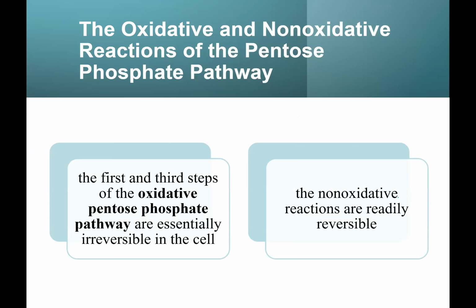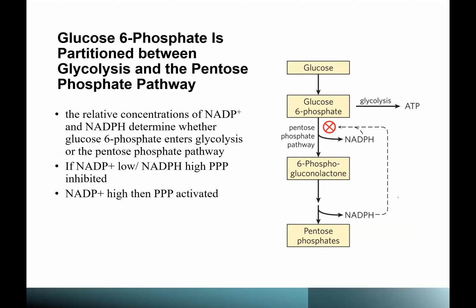Okay, so there are 4 steps in the pentose phosphate oxidative pathway. These are essentially irreversible. All of these non-oxidative reactions that we just looked at are readily reversible. So the question arises: which pathway is pursued and when?